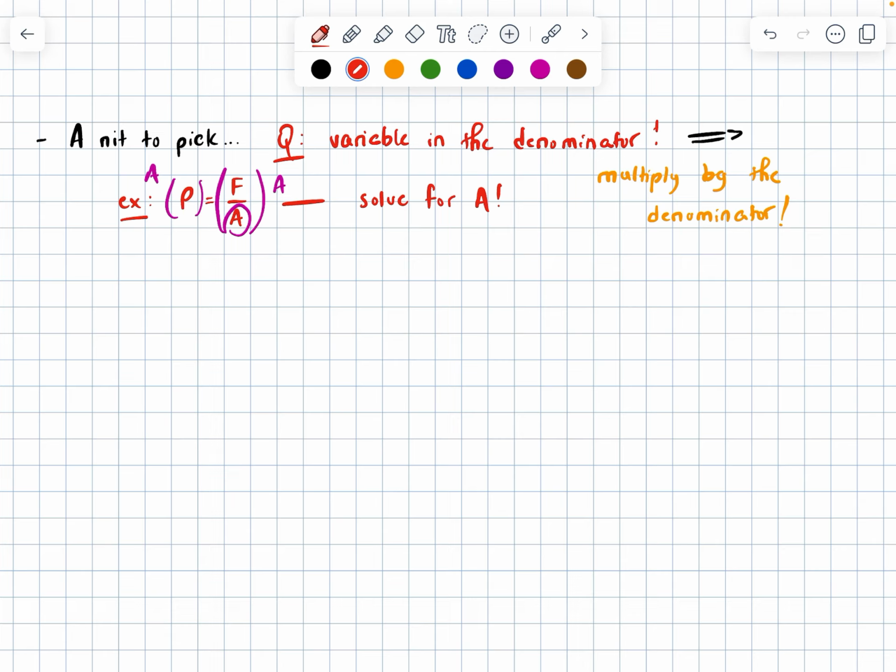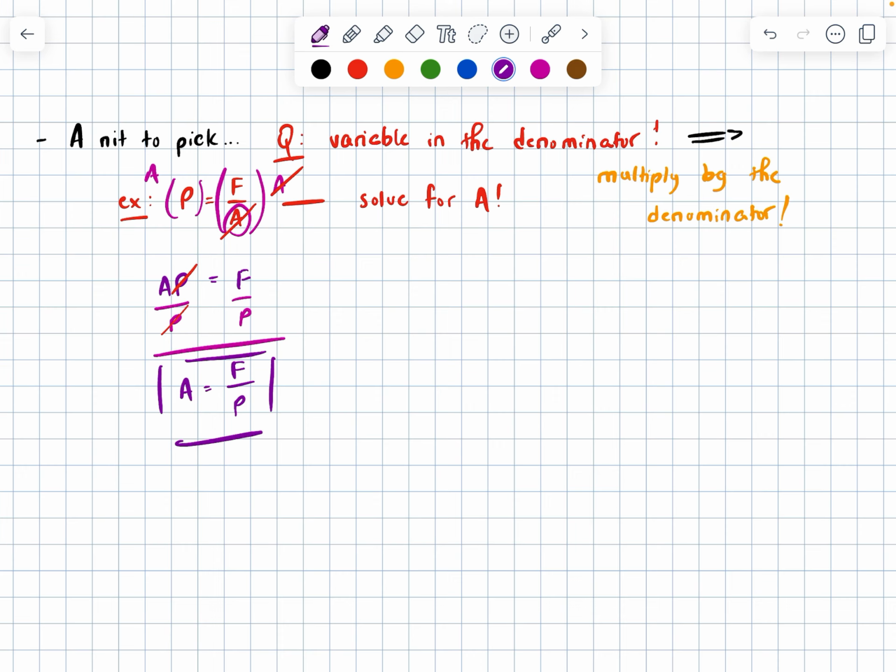So let me multiply both sides of this equation by A. On the right side, times A divided by A, well, that just leaves me with F. And then A times P, well, that's just A times P, which I can write as AP. And then I want to get A by itself. Well, now I'm in familiar territory. All I need to do, let's divide both sides by P. On the left side, the P's go away. I'm left with A equals F divided by P.